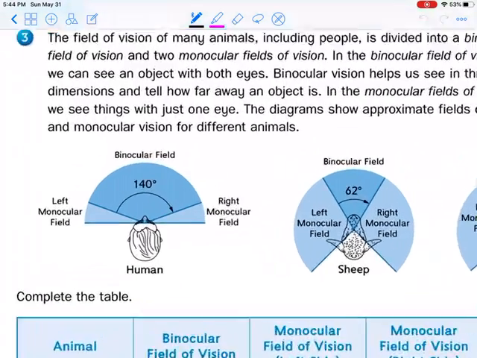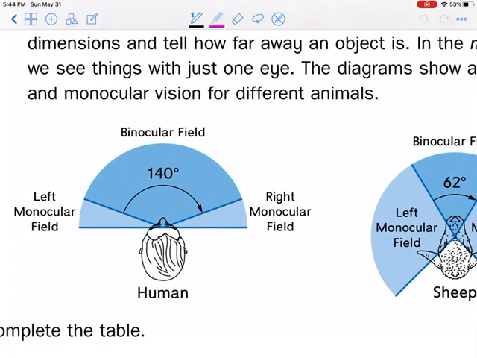So let's look at the examples. They show us humans. From the darker blue, from here to here, is a human's binocular field of vision, which is 140 degrees. And they show here is where you can see with your right eye a little bit extra. Here's your right monocular field, and here's your left monocular field.